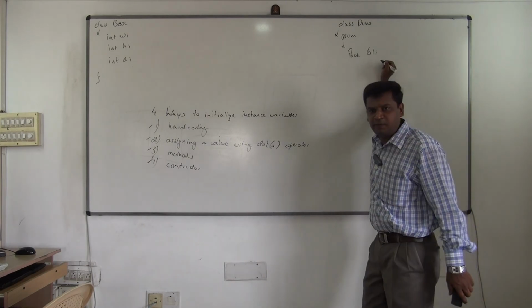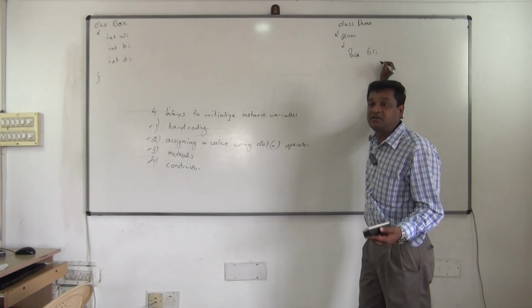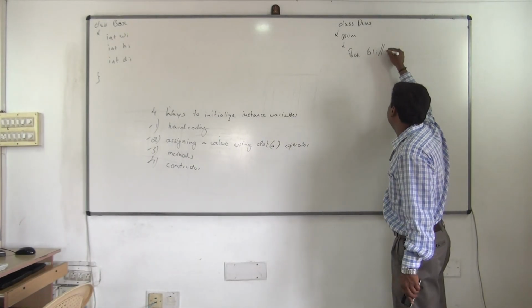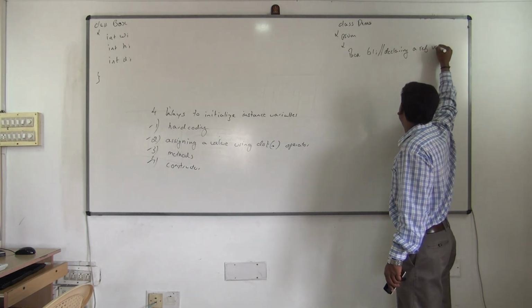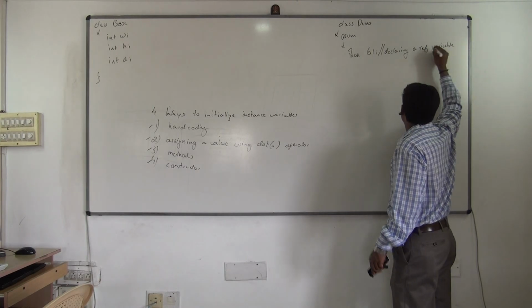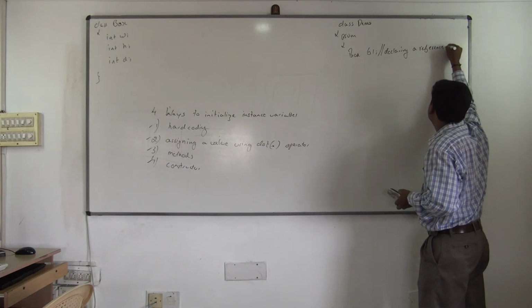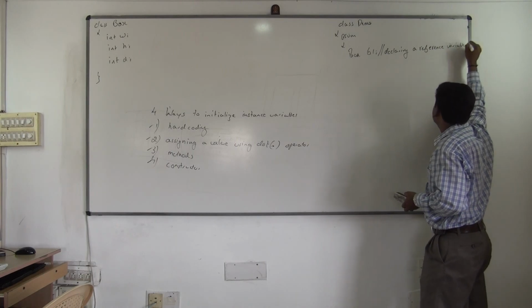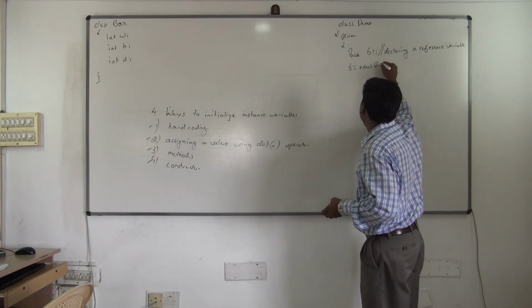It's only declaring. Has memory got allocated? No, I cannot work with that. This is just declaring a reference variable. Still memory has not got allocated. How will you allocate now? B is equal to new Box.